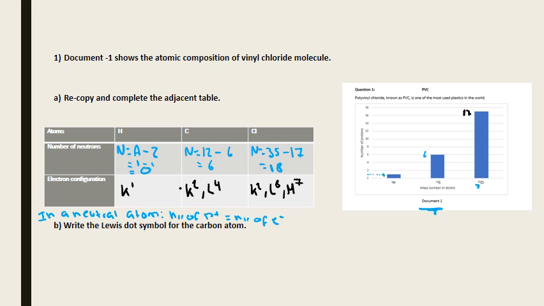Then it says write the Lewis dot symbol for the carbon atom. So the carbon atom, we look at the Lewis dot symbol shows the chemical symbol with the electrons in the last energy shell. So as we can see here, in the last energy shell, carbon has 4 electrons. So you write carbon with 4 electrons surrounding it. And this is how we write the Lewis dot symbol for the carbon atom.